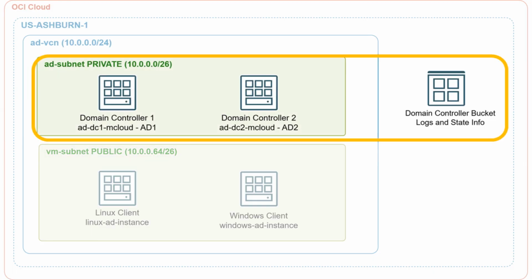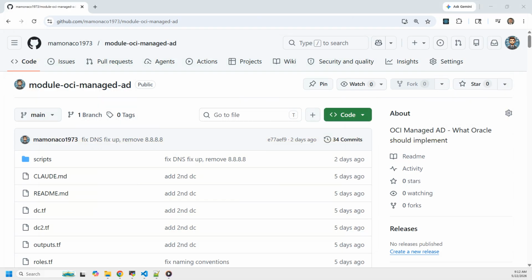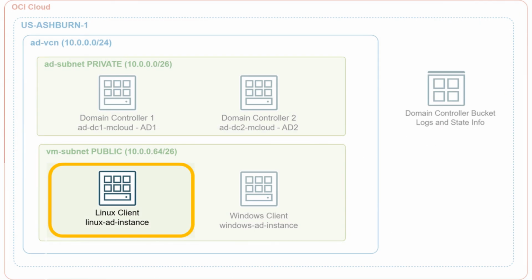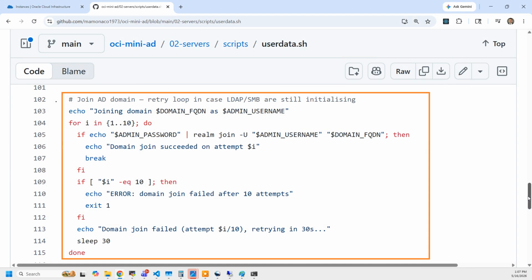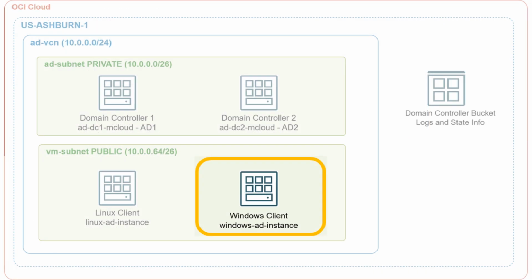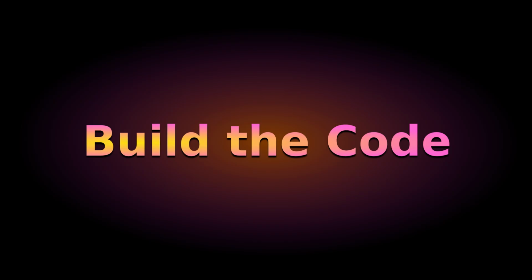The domain controllers and bucket are built by a reusable Terraform module you can drop into your own projects. The Linux client runs Ubuntu 24.04 and joins the domain at boot. The Windows client runs Server 2022, also joined to the domain at boot.